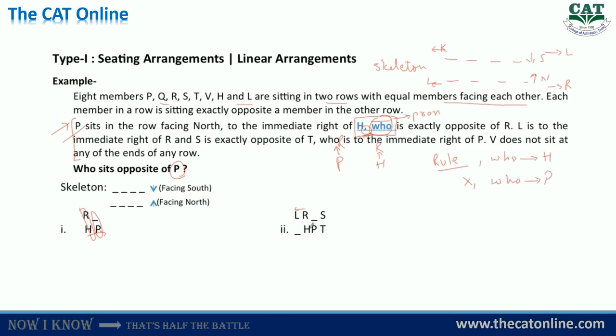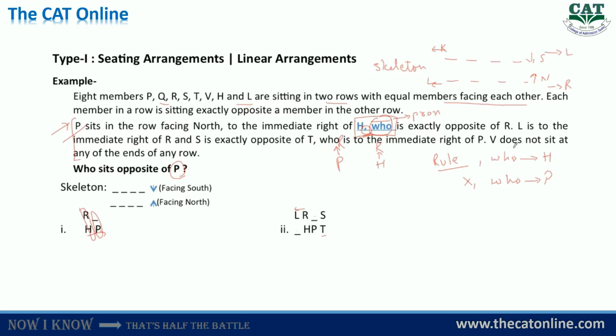So I've marked over here. Then, and S is exactly opposite of T, who is to the immediate right of P. You also knew about placement of P. Immediate right of P would be this, T, and S is directly opposite to it. So this will be this. So here we have made 4 figures over here, 4 figures over here, and there are 2 empty spaces left.